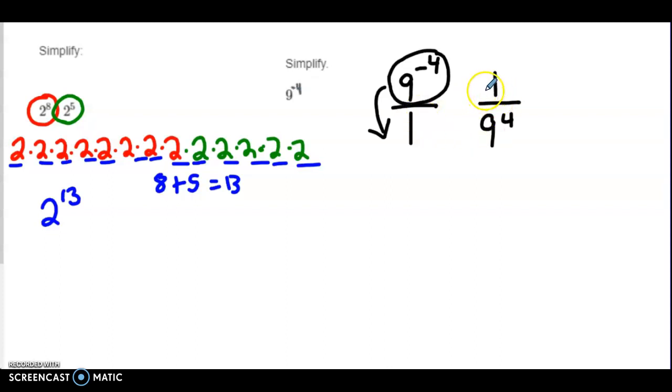You've got to turn it into a positive exponent. So in this case, depending on how the multiple choice answers are, you could either leave your answer like this, or they might multiply it out. They might do 9 to the 4th power.